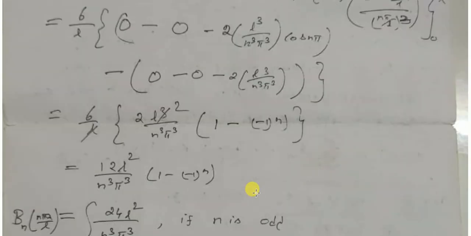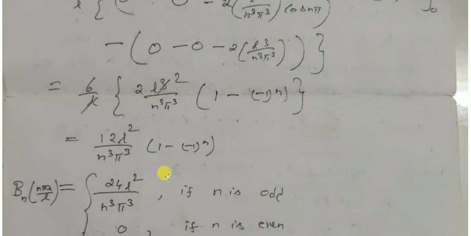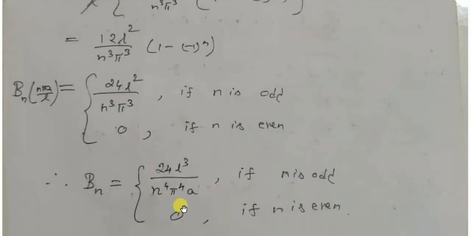Simplifying further, I will get small bn as this, but we need capital Bn to be substituted in equation number 4, which is the most general solution. So therefore equate this to capital Bn times n pi a by L. So bring this n pi a by L to the other side and simplify, you will get it as 24 L cube divided by n power 4 pi power 4 a, if n is odd, 0 if n is even.